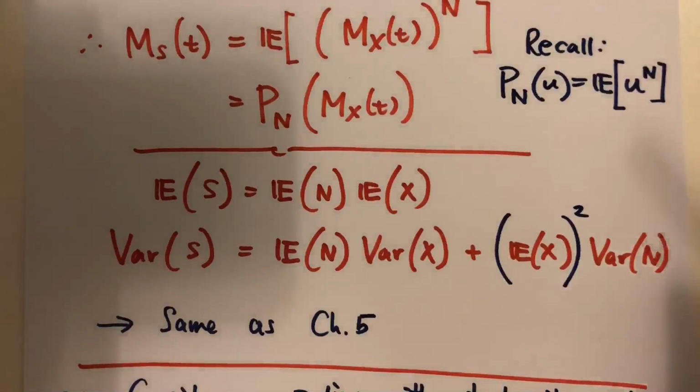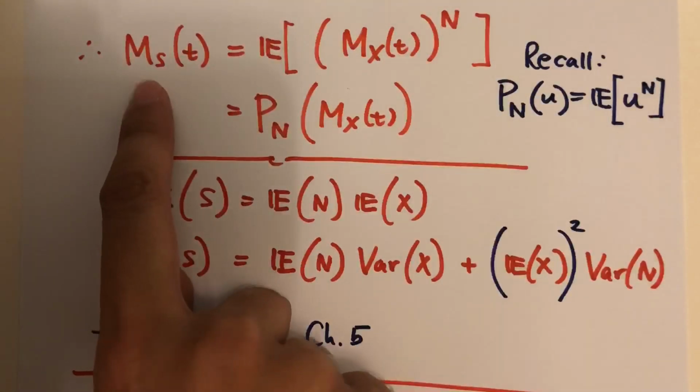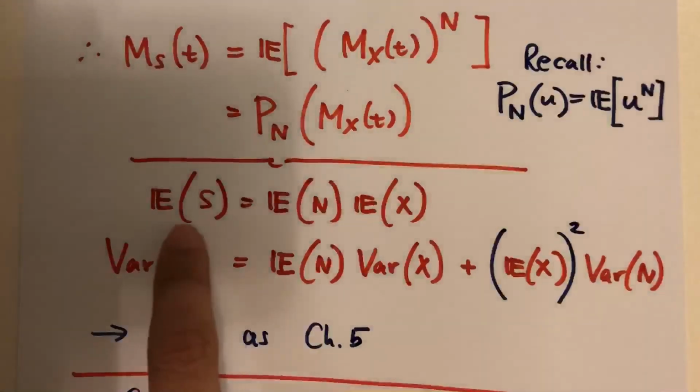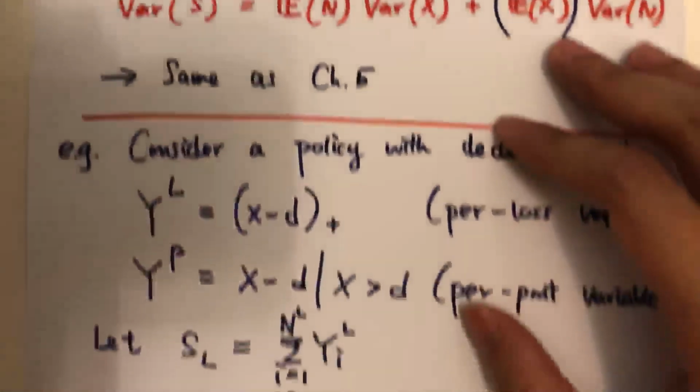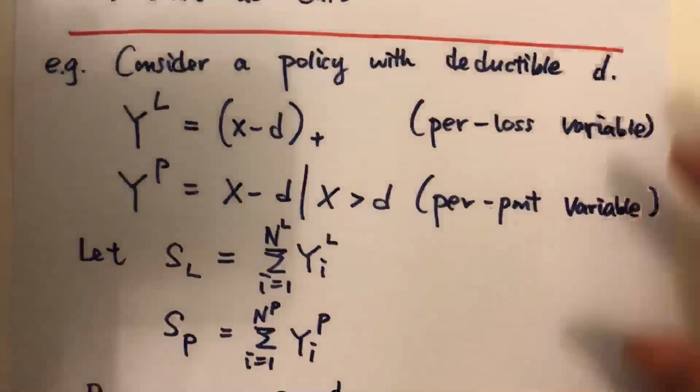Okay, so basically the aggregate model we study in chapter 7 is very similar to the compound model we study in chapter 5. The only difference is that x here can be continuous. And in the case of continuous x, we use MGF rather than PGF. But the mean and the variance have the same formula. Okay, so now we look at one example.